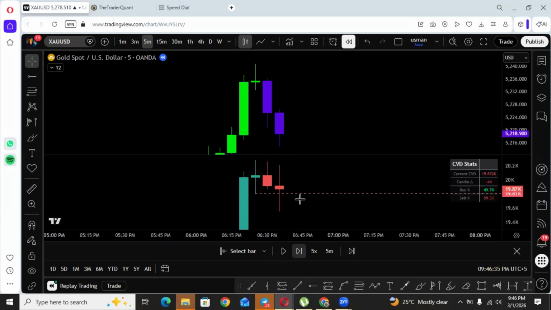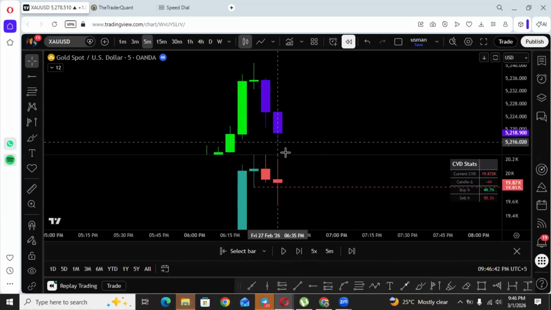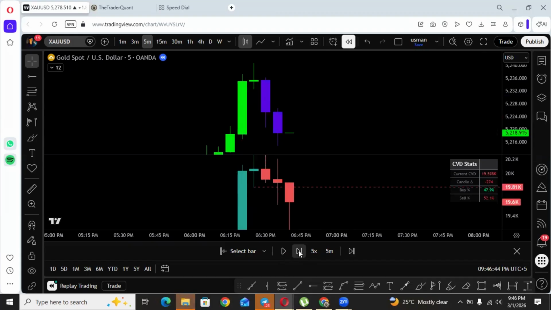What happens? Again, they fail to close below the prices at this point. So we are not selling at this point. We are just reading the candles.